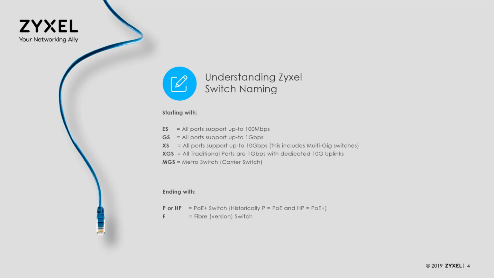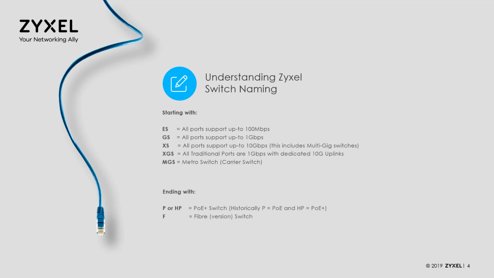So next up is looking at switches that end with P or HP. If the switches end with these, this means that the switch is a PoE switch. Historically, P used to represent 15.4 watts and HP stood for high power, so PoE plus standard, which is 30 watts per port. But today all the switches support up to 30 watts per port. So switches ending in F mean that they represent a fiber version of a switch. This often means that the switch is predominantly fiber with the exception of maybe 1 or 2 copper ports for management purposes.